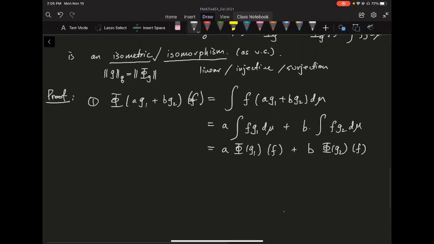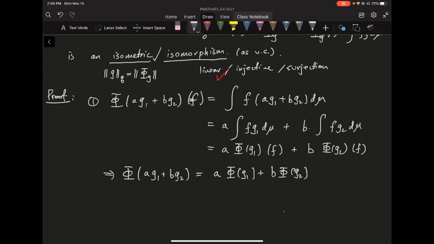If you forget about the f, this is essentially saying that this phi map, if I give you a g1 plus b g2 as a function and map to a linear functional in the dual space, that's the same as a times phi of g1 plus b times phi of g2. So phi is linear, and this part is also done.